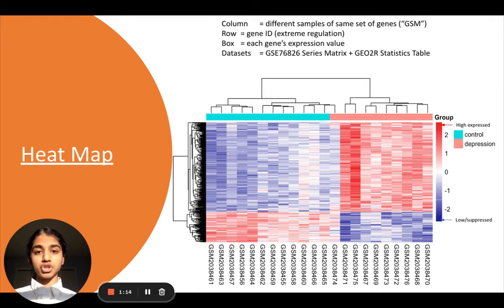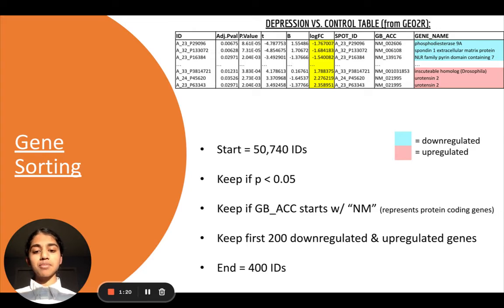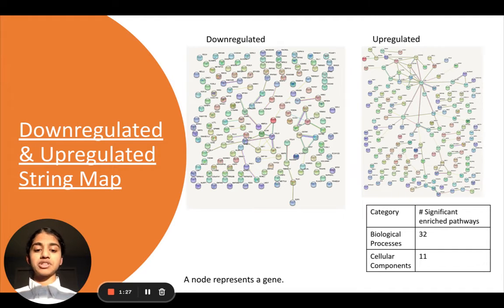Most genes suppressed in the control samples are highly expressed in depression samples and vice versa. I kept the top 200 up and down regulated protein coding genes with p-values under 0.05. Looking at both STRING maps, the upregulated genes have more enriched pathways, which I continued analyzing.